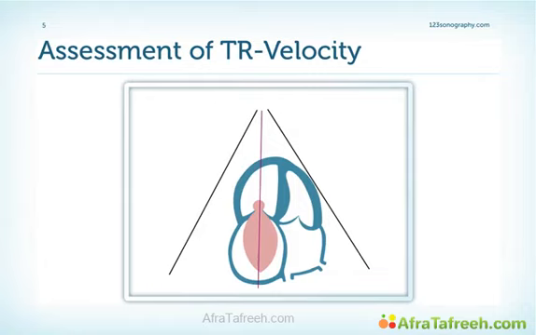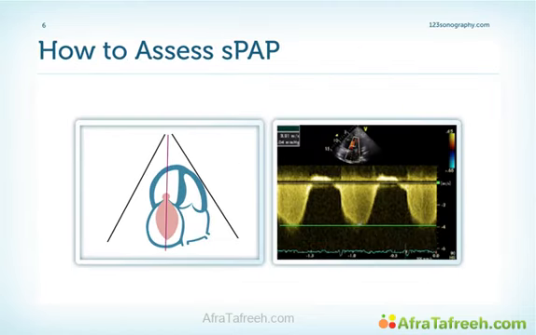But now let us focus on how to quantify TR velocity. The first thing that we have to do is align our CW Doppler with the tricuspid regurgitation jet in order to get a proper signal that we can use for measuring it. But we're not going to talk about that theoretically. Have a look at the video.